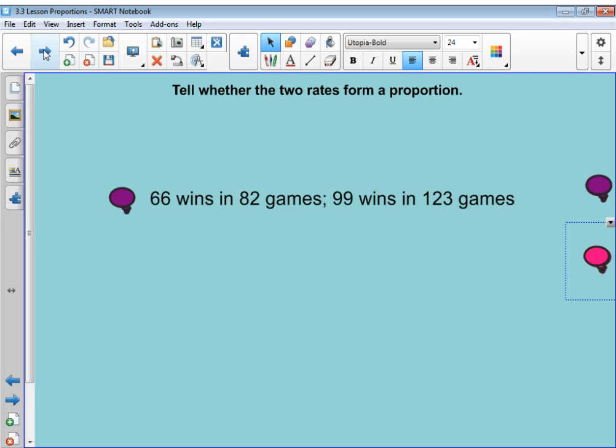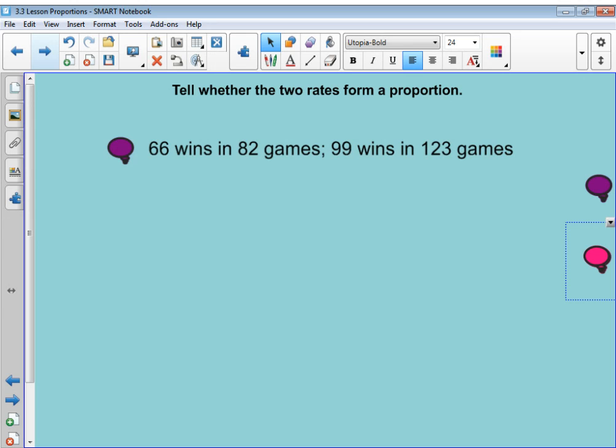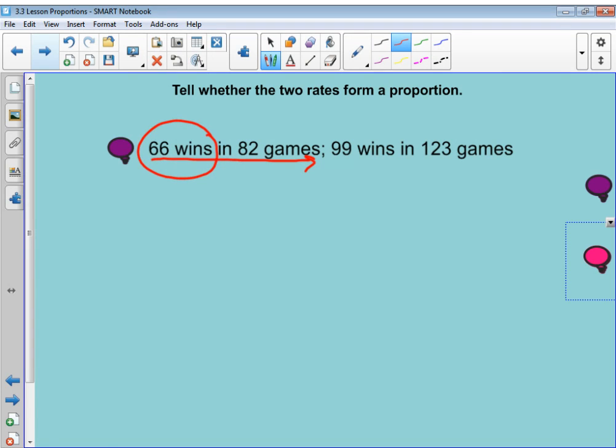So now we're going to go ahead and work with some word equations where they're asking us the same thing. Tell whether the two rates form a proportion. So here we have a scenario where it says 66 wins in 82 games. And is that equivalent to 99 wins in 123 games? So when you work with a word problem, you are going to work left to right is top to bottom. So here I've got wins would be my top over 82 games.